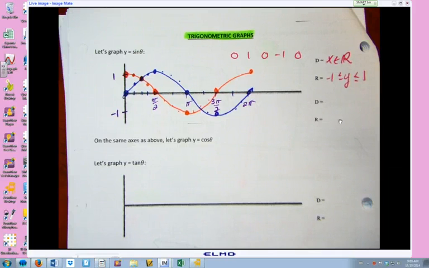Take a look at them together, so sine and cos. What's the relationship between them? Kind of looks like DNA, yes, but in terms of the graph itself, what's the relationship between them?